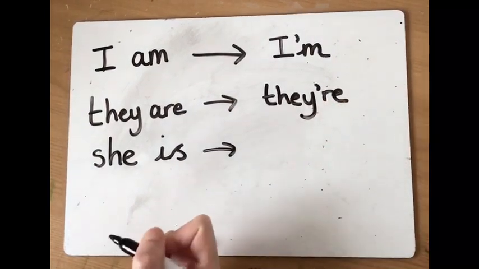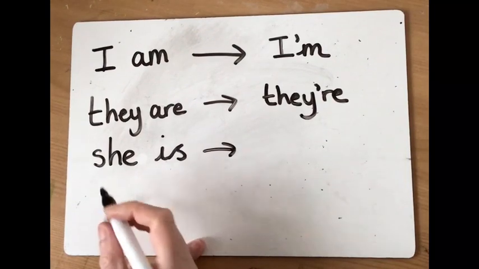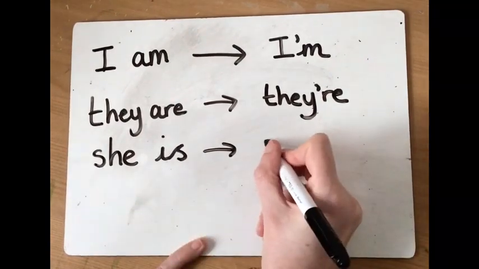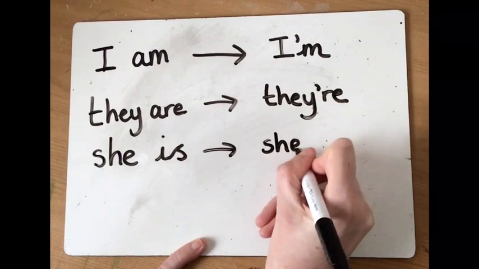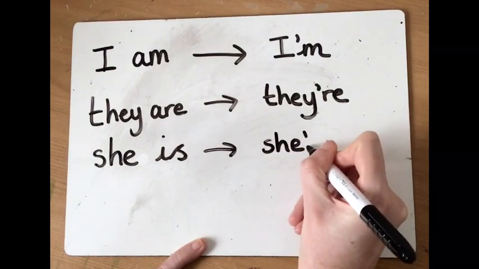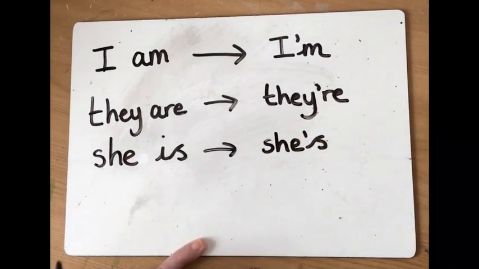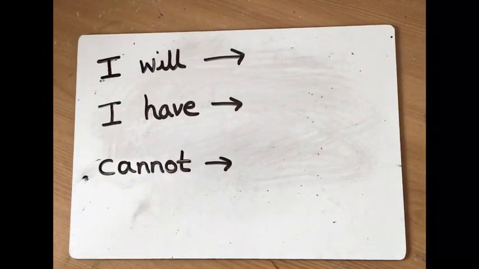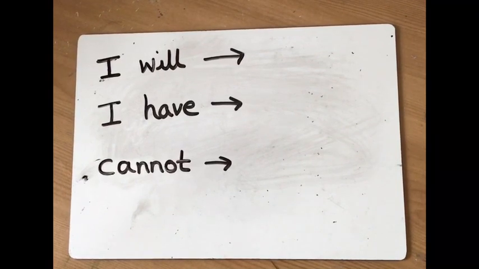And there's my RE there. And she is becomes she's. This time my I has been pushed out and there's my apostrophe to show. Now sometimes when we make our contractions, more than one letter gets popped out, and sometimes that whole word can look completely different. So let's have a look at I will first of all.